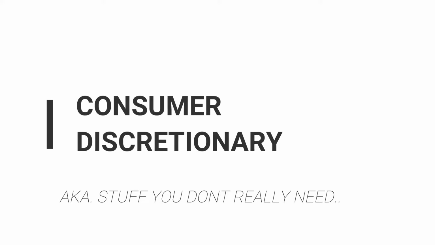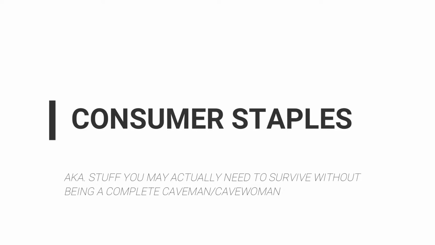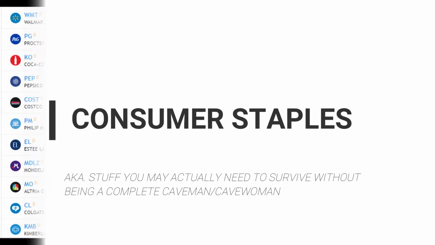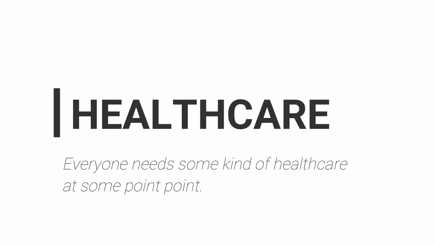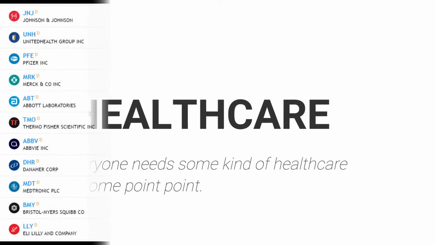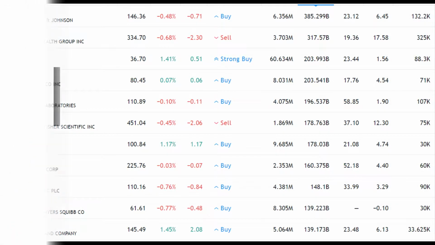So first up, we've got consumer discretionary, which is stuff that you don't really need to live. So Amazon, Home Depot, Netflix, Nike, McDonald's, Starbucks, all of these are in that sector. Consumer staples, stuff you might actually need to survive without being a caveman. So we've got Procter & Gamble here, Costco, Colgate, Kimberly-Clark, Pepsi, and more. Healthcare, which everyone will need at some point in their life, some form of healthcare. We've got Johnson & Johnson, Pfizer, Merck, AbbVie, and so on.